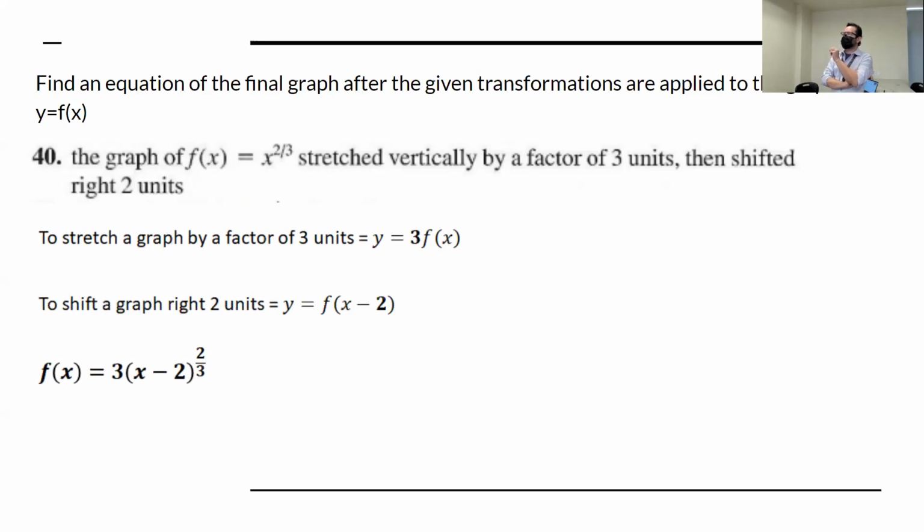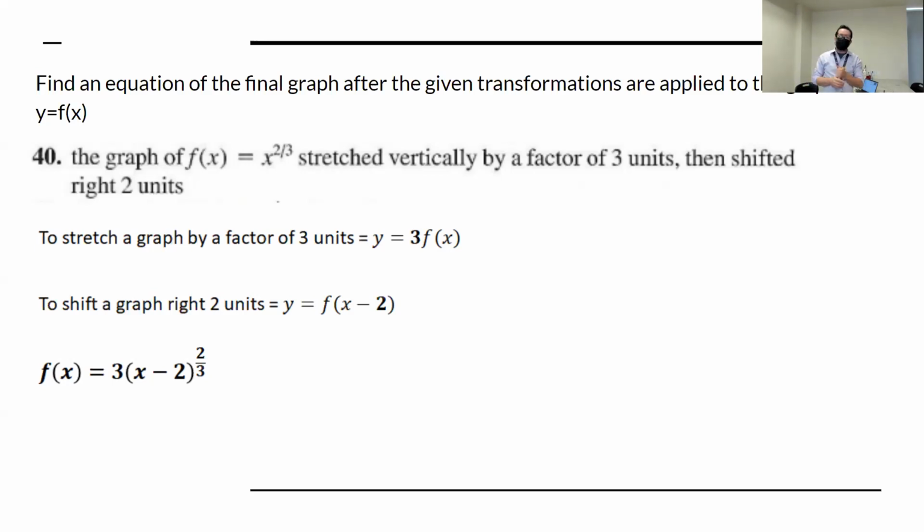Okay, so it's very important to not look at a slide and seem like it's the first time we see it. But the procedure is correct. So basically, we're given a function which is x to the 2/3. And we're doing some stuff to the function. In this case, we're stretching it vertically by a factor of 3, and we're shifting it right 2 units. So we're going to do each of those things.